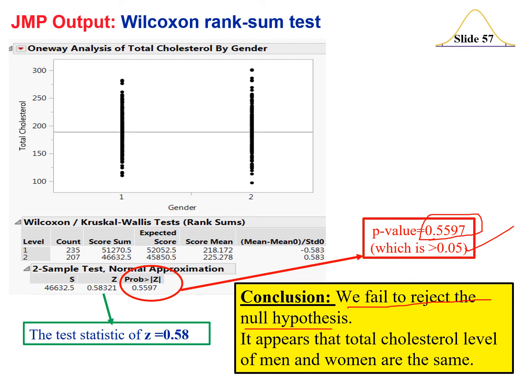It appears that the total cholesterol levels of men and women are the same. Again, this is a p-value which is greater than 0.05. Fail to reject the null hypothesis. In general, the questions will be on the output. So you need to know exactly the p-value of the output.